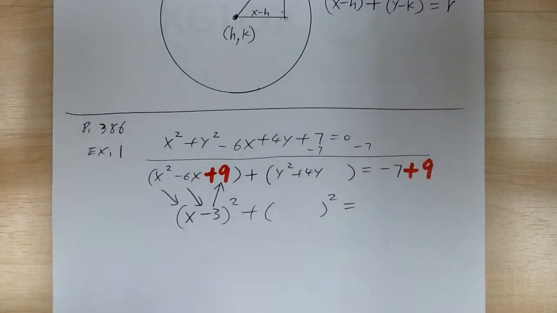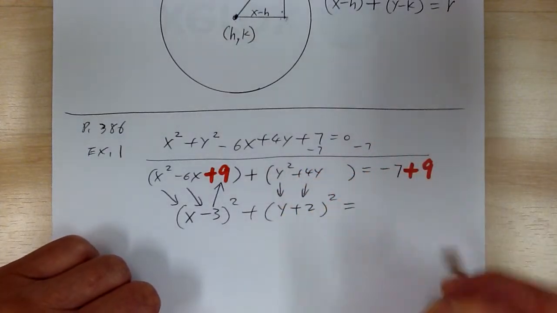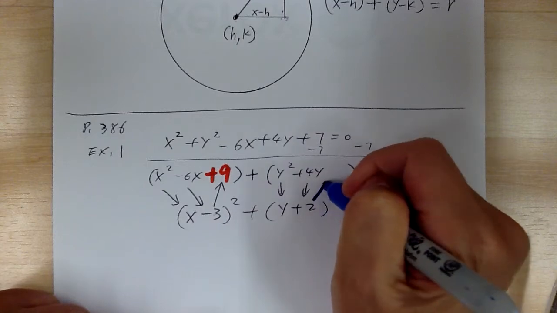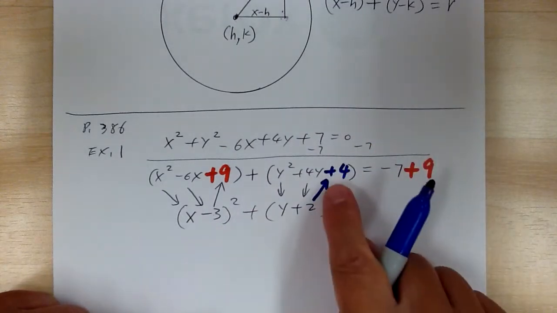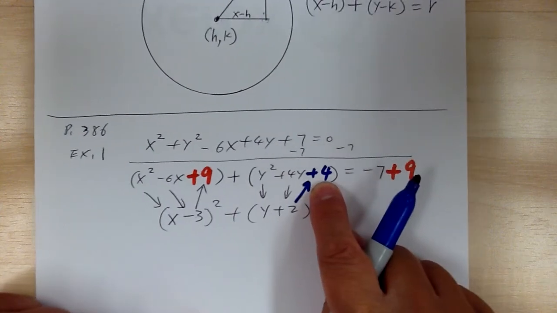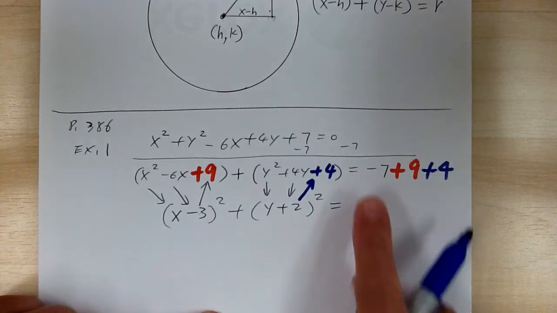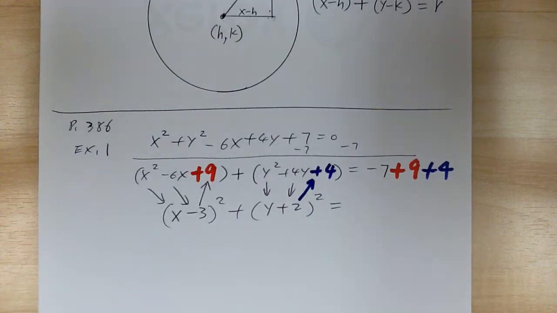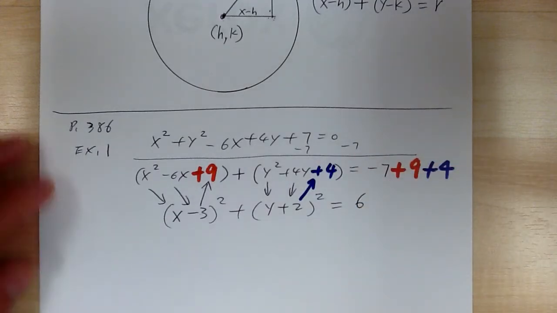Equal means you have to do the same, okay? Now let's go and do the y. So you're going to do the same thing with y. From this, you're going to get y. From this, you're going to get plus 2. And then from here, you're going to get plus 4, right? Because 2 squared is 4. So now because you plus 4 over here, you need to plus 4 on the other side also, right? Because that's what equal means. So now you work it out, and then you're going to get equal to 6.